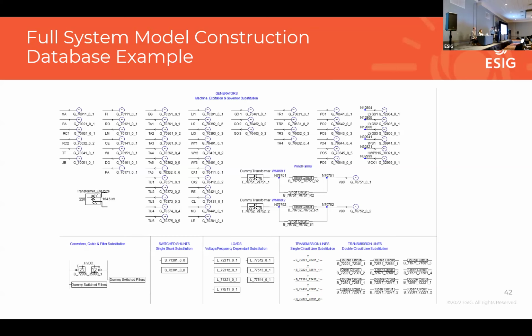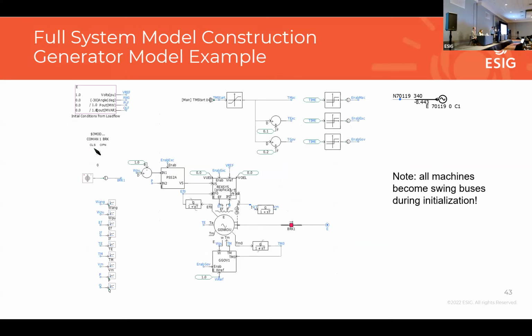Here's an example of what a database might look like that contains generators, wind farms, loads and transmission lines, etc. And here's what the inside of one of these blocks that represents a generator might look like. So we have a generator model, an exciter, and a governor, and we can actually back calculate the state variables of some of these controllers based on the terminal conditions, and that'll enable us to get a flat start in our simulation.